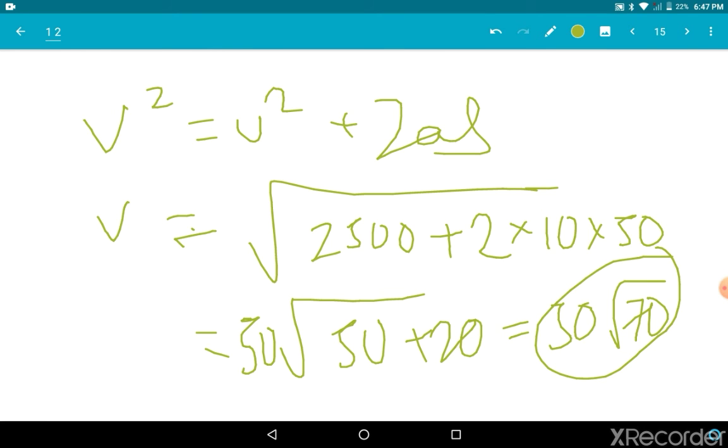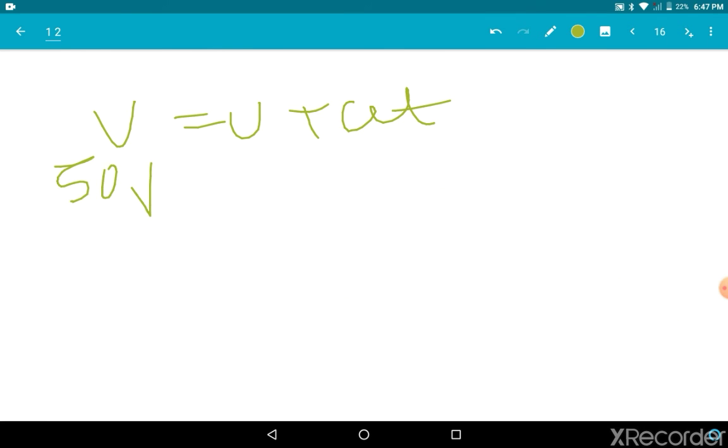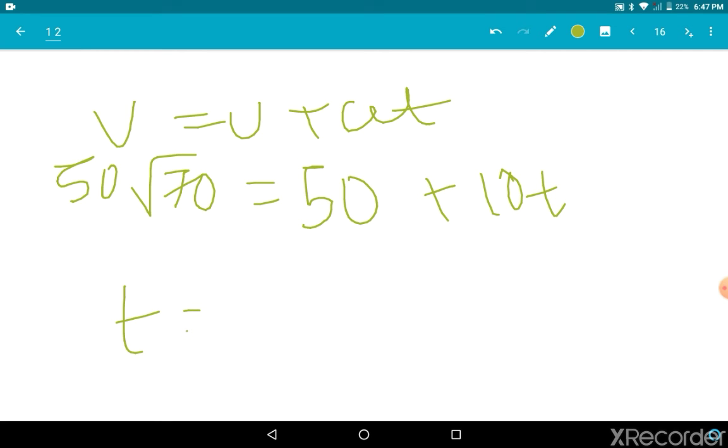Now t, see, I know that v equal to u plus at. This was my first equation. I used v0 and t minus t0, but always take the first time as 0, so it becomes t. So v, we know how much, 50 root 70 equal to u, which is 50, plus 10 t. T is then nothing but 5 into root 70 minus 1 seconds. This is one easy sum we did.